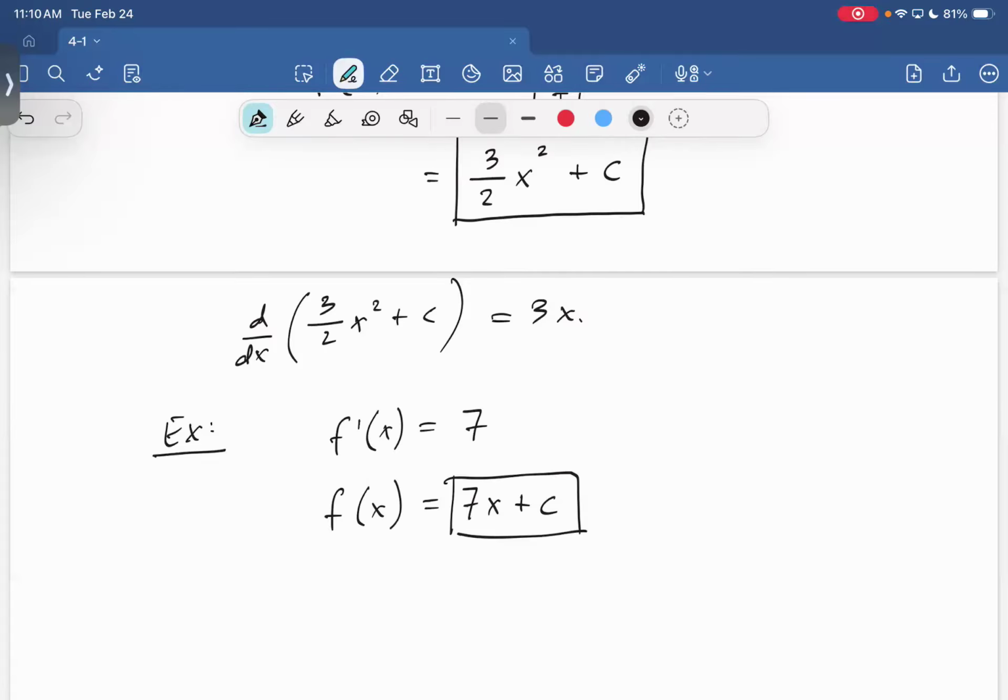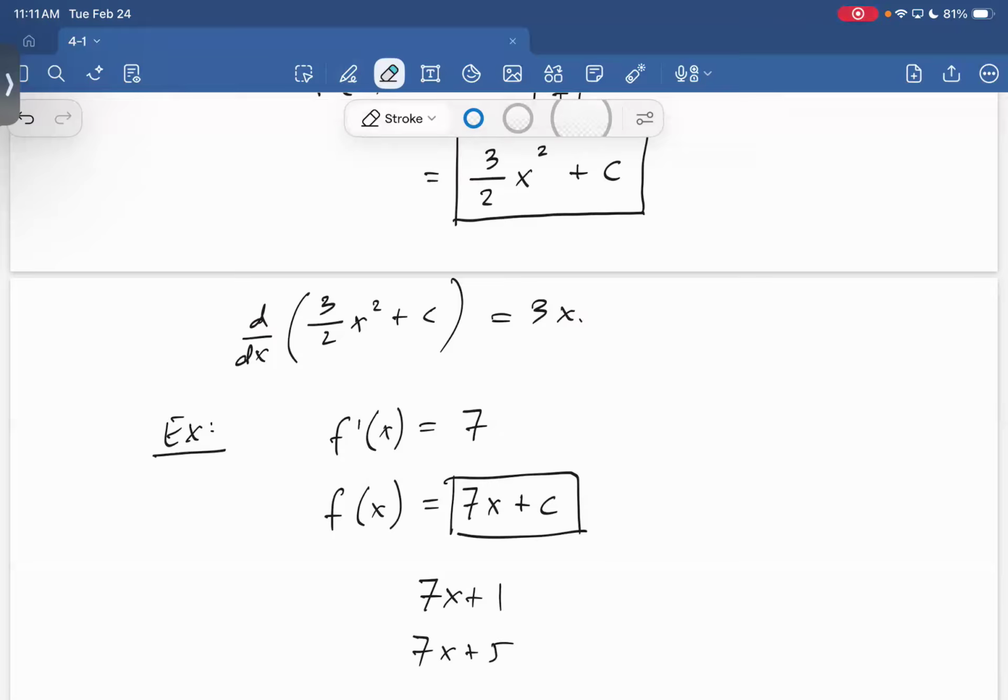What's c? c is any constant. So it could be like 1 or 2 or 3, 2.5. We need it because that gives us all the possible values for f, right? Because the derivative of 7x plus 1 is also 7, right? 7x plus 5, the derivative is also still 7, right? So we need to account for all of this.